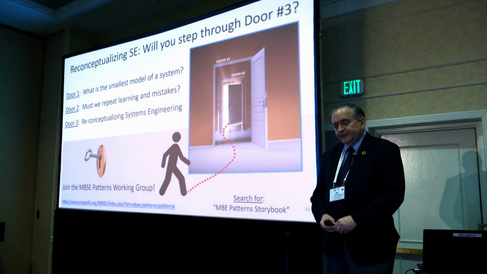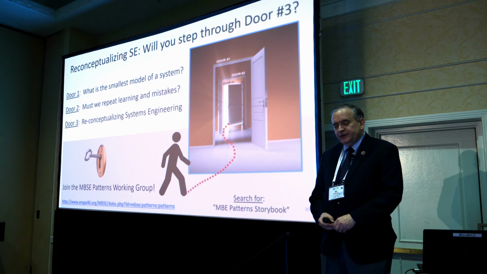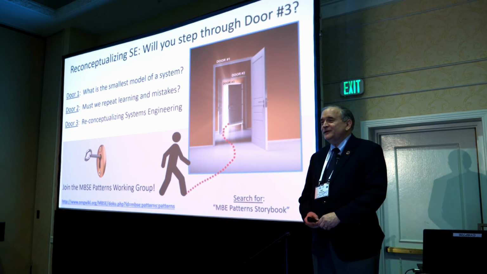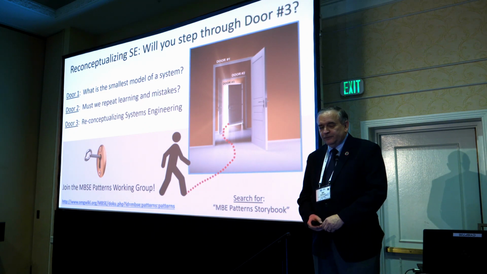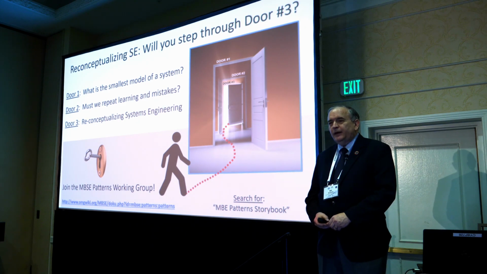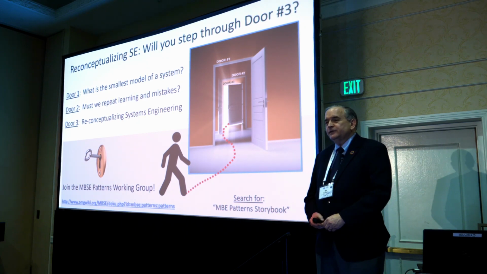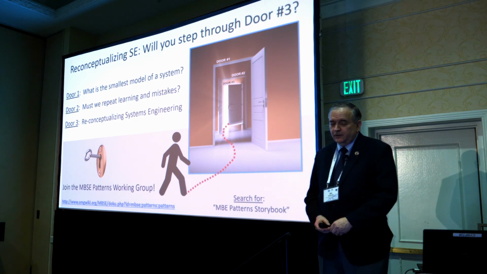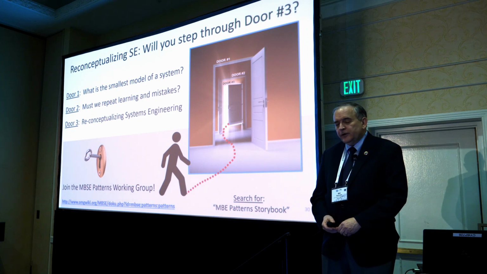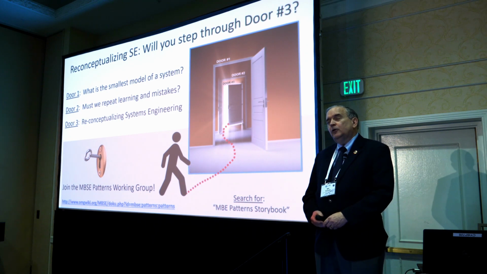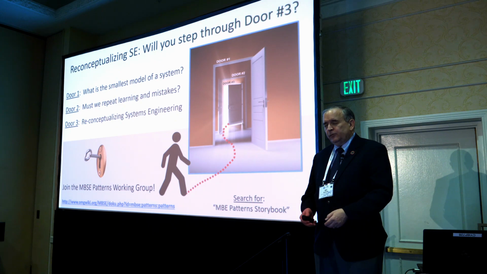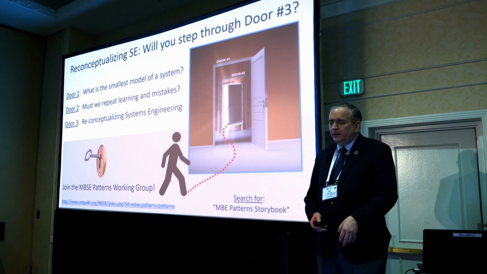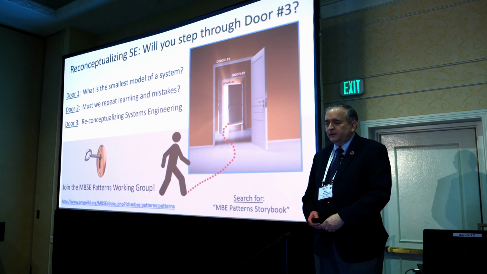So the question about reconceptualizing system engineering we come to at the end here is, would you like to step through door number 3 with us and help answer this question? First door we went through was, what's the smallest model of a system? Which pretty dramatically changes our way of thinking about what we can know and what we must know about systems. The second is, how do we avoid learning over and over and making the same mistakes over and over as a society or as an enterprise or as a team? And that's through the use of patterns that more effectively are melded into the engineering process as muscle memory.